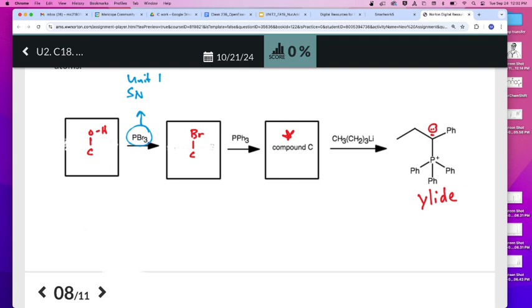Let's figure out what the heck compound C is. Okay. Compound C is arguably the easiest here because we know what the product looks like and we know what the reagent looks like. Okay. So, if we look at the product, what do we think was formed in the course of this reaction?